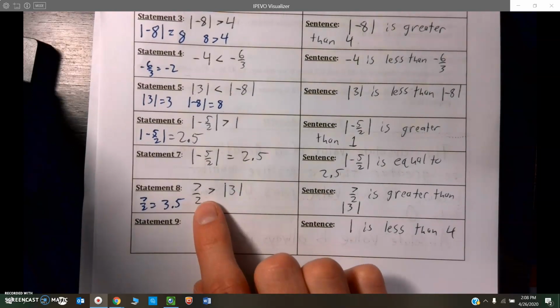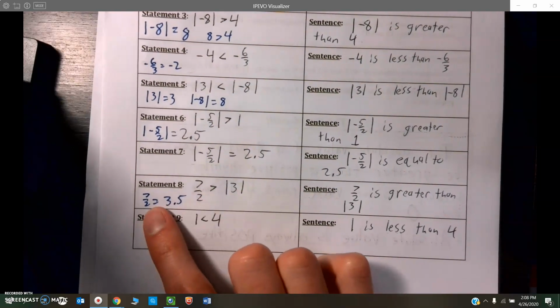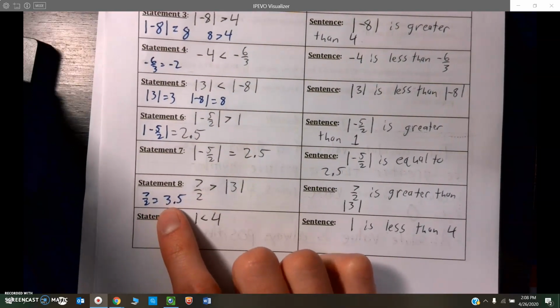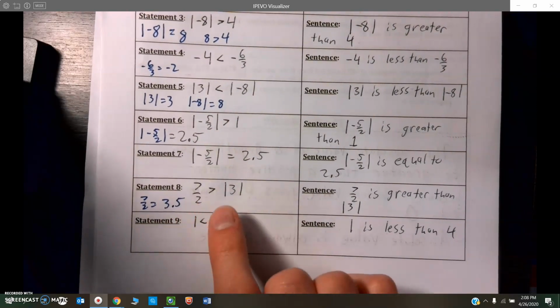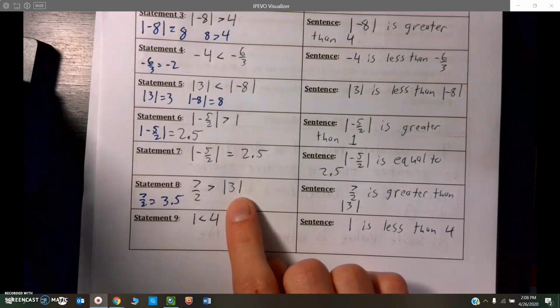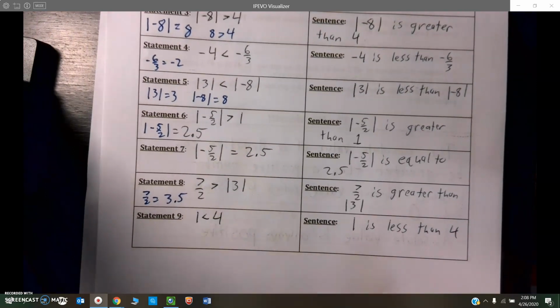Down below, once again, fractions are division. If you did 7 over 2, you would get 3 5/10. So 3 5/10 is greater than the distance of 3 from 0. And for statement number 9, I just did a simple one to close it out. 1 is less than 4.